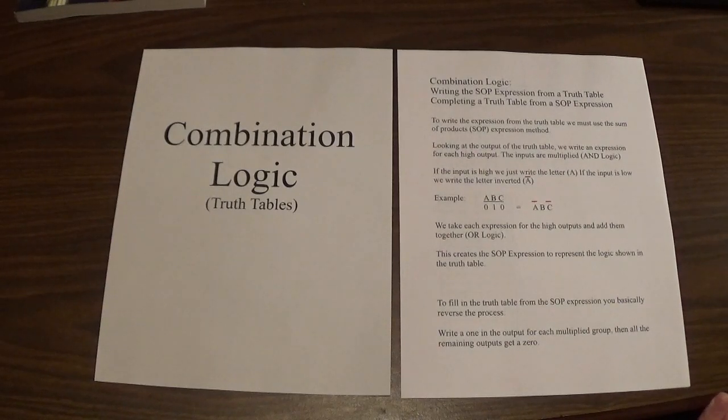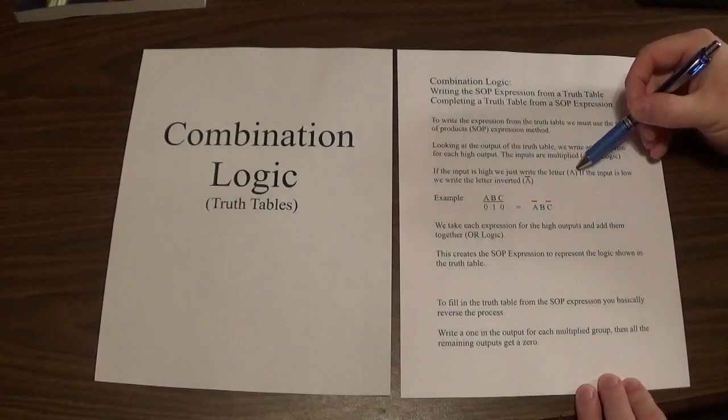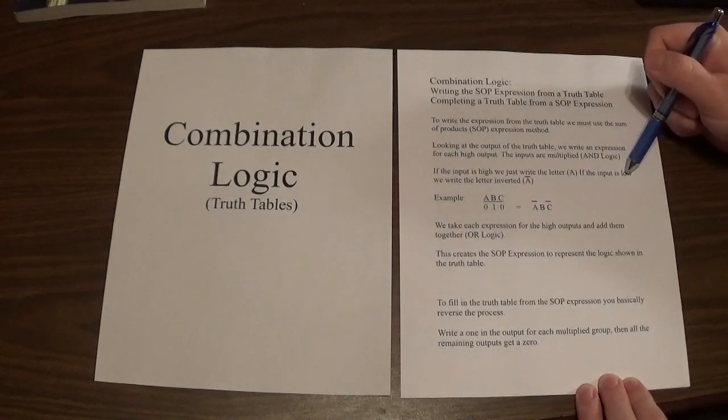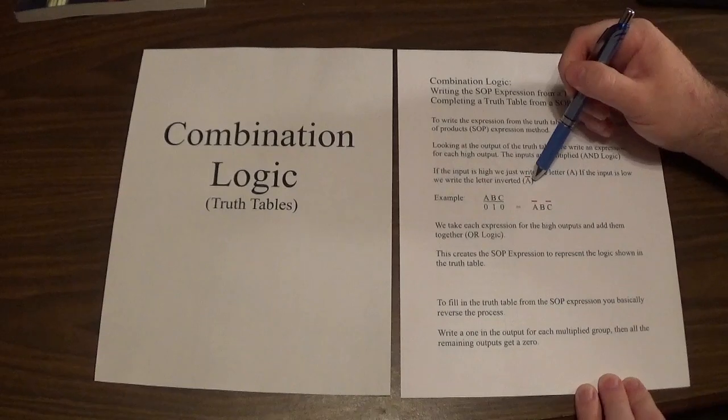So we'll look at, for example, our first one will have three inputs, so we'll have A, B, and C. So it will be A times B times C for that high output. Alright, so if the input is high, then we just write the letter. Okay, so if input A is high, then we just write it as A. If the input is low, we write the letter inverted, so A naught.